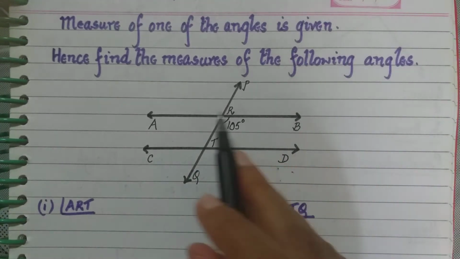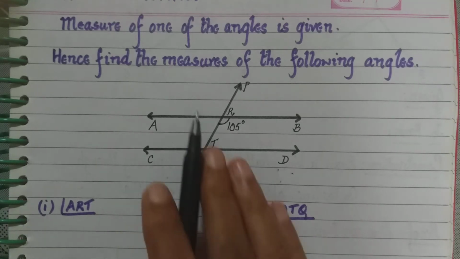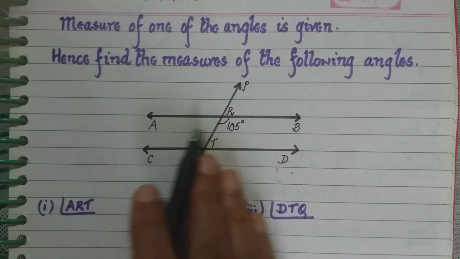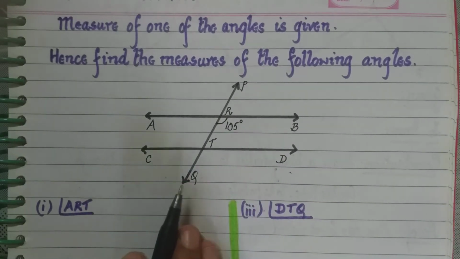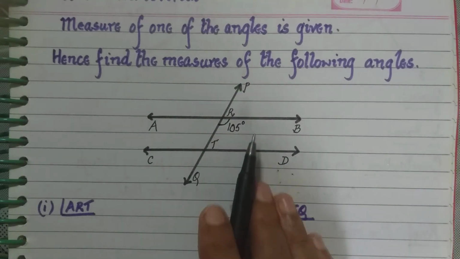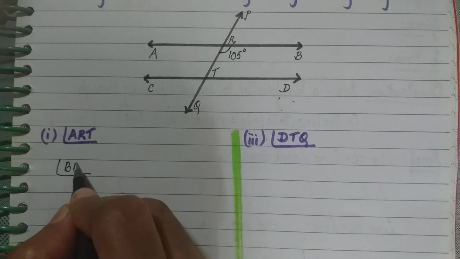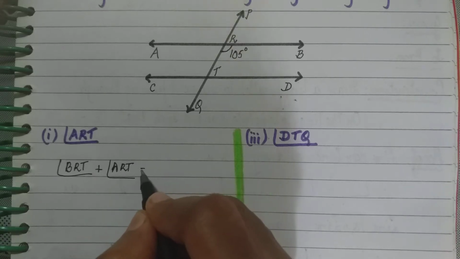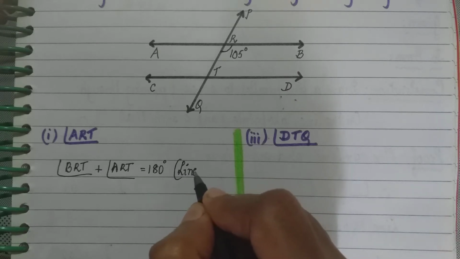Now which is the angle which is given? Angle BRT. Which angle have they asked us here? Angle ART. Now when angle BRT is 105 degrees, how do we find angle ART? Angle BRT and angle ART form a straight line, that is, they form a linear pair. So angle BRT plus angle ART is equal to 180 degrees. We write the reason: linear pair.